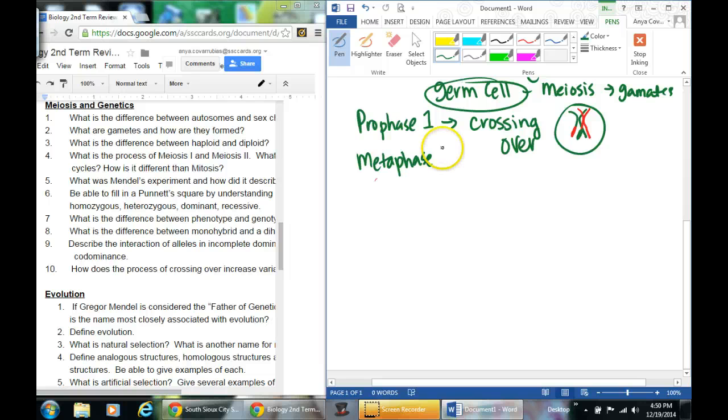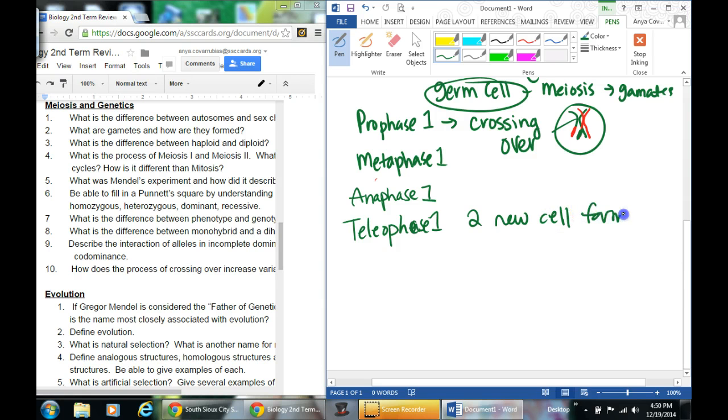Okay, metaphase 1. The chromosomes meet in the middle and they're going to divide. This homologous chromosome is going to go on one side into one cell, and this homologous chromosome is going to go on the other. In anaphase 1, this is where the chromosomes actually split. And then telophase 1 is our first division, where our first two new cells form, and each has one of the homologous chromosomes.